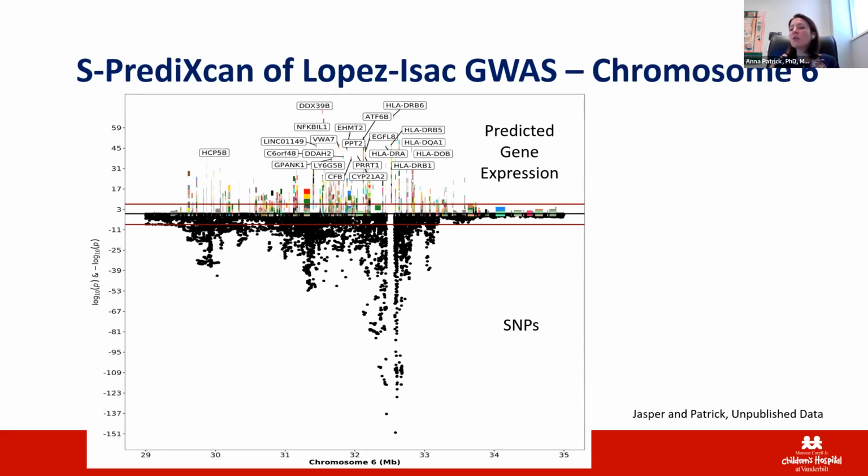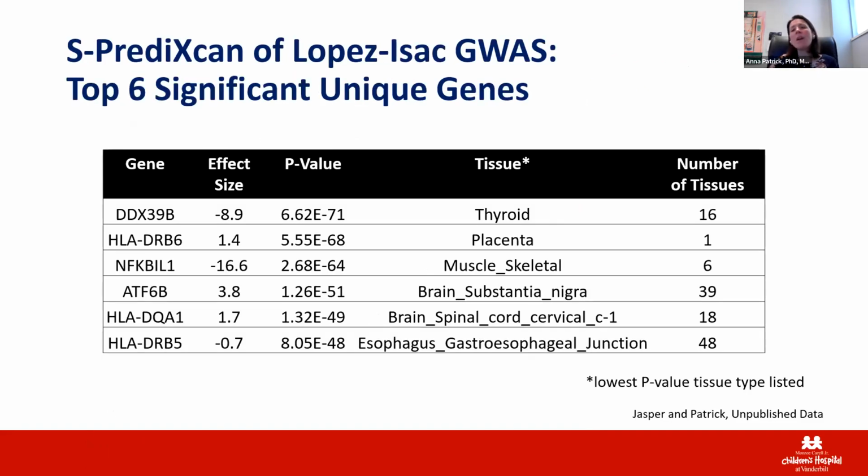In this slide, we've zoomed in on chromosome 6. You can see there are many significant SNPs below and significantly differentially expressed genes above. The multiple colors in the peaks highlight that many genes are significantly different in multiple different tissues. I want to highlight the top 6 significant unique genes along with the tissue type with the lowest p-value. It is important to note that HLA gene expression differences are identified, which would be predicted. We also have additional genes with roles in the immune system and others with less well-defined functions. So this is a really rich data set for further analyses.